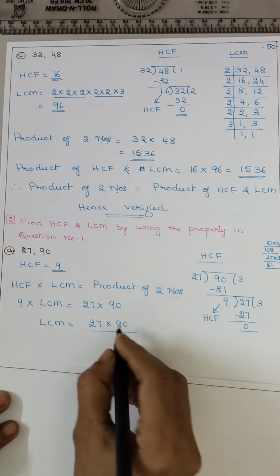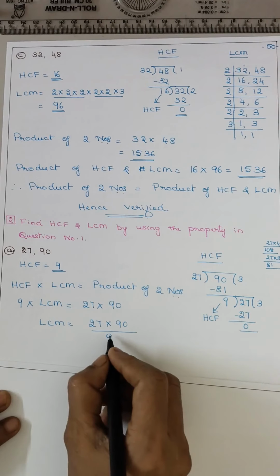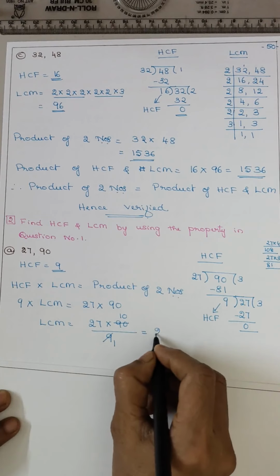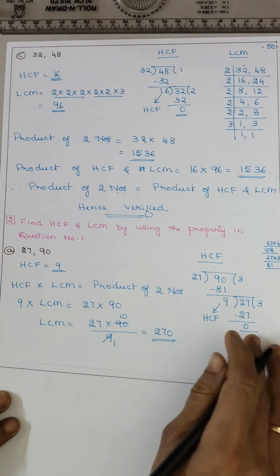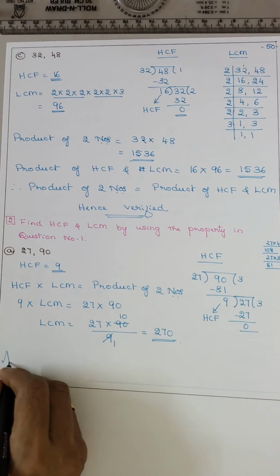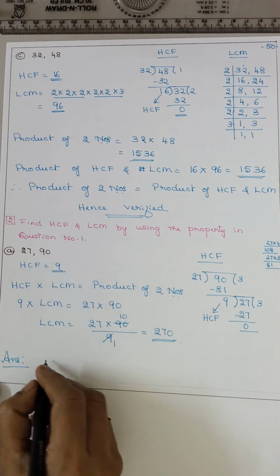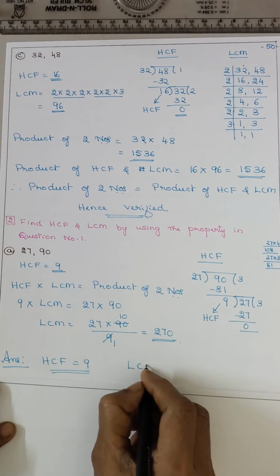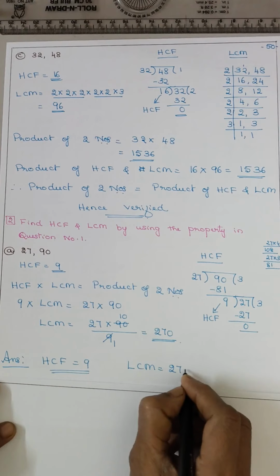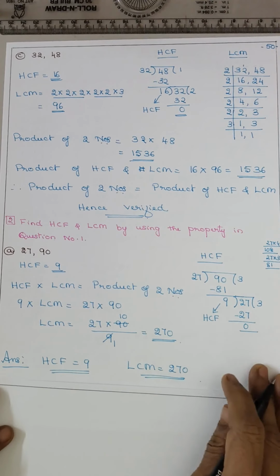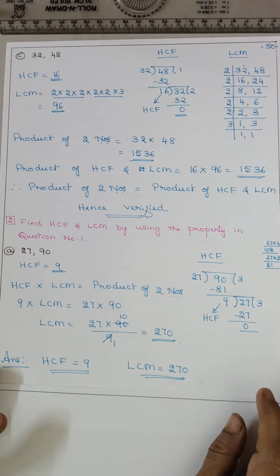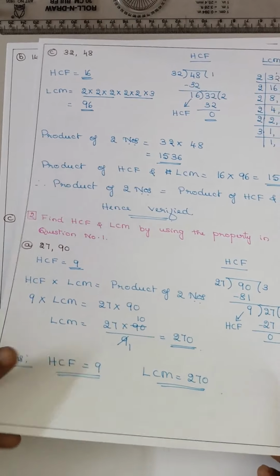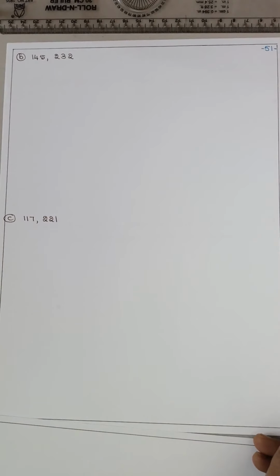Going to the right hand side, it will go in the denominator. 9 1s are 9, 10s. So 27 10s are 270. So now the answer is HCF is 9 and LCM is 270. Is it clear? Using the property, you have to find out the HCF and LCM. So that was question number 2A.